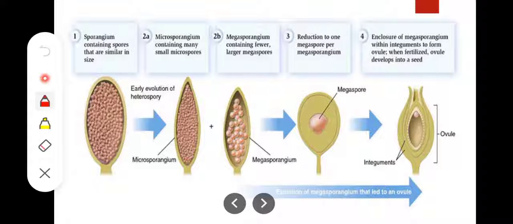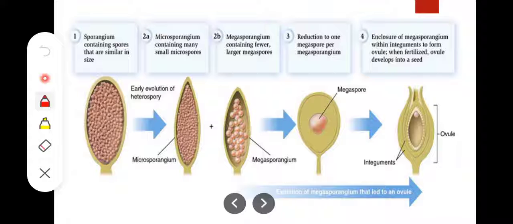Next there are four steps that you can see in this picture. First, the sporangium contains spores that are similar in size. In the second diagram you can see the early evolution of heterospory, where size and shape are different within the same species. Here the sporangium contains many small microspores, and in diagram 2B the megasporangium contains fewer large spores. Microspores are small spores, and megaspores are large spores.